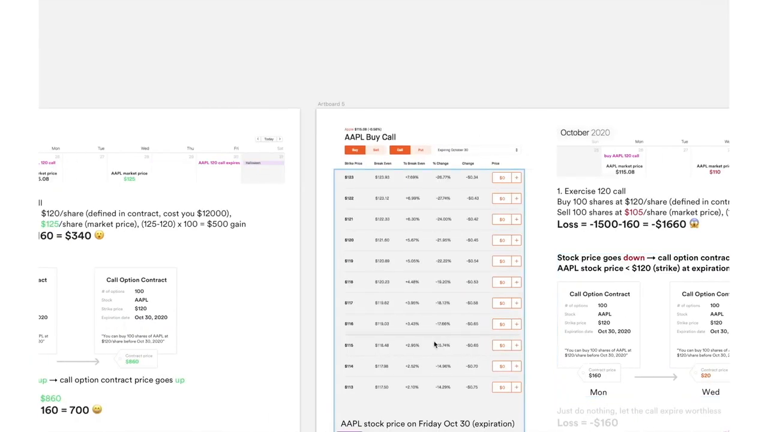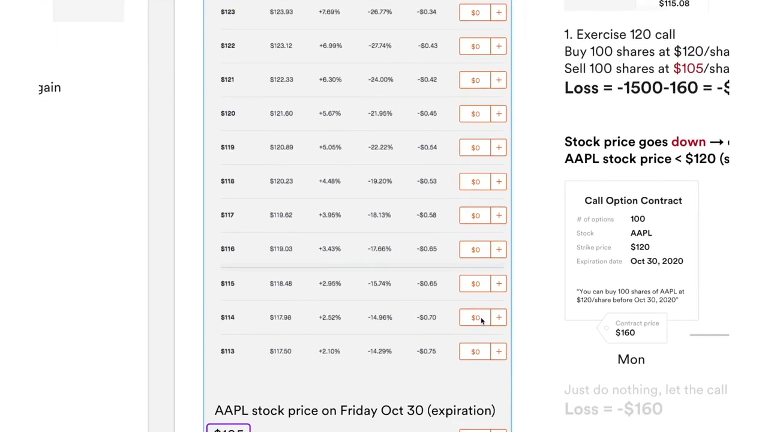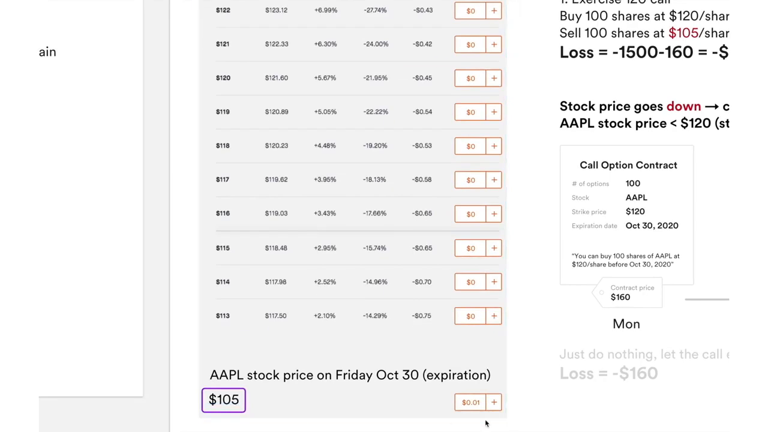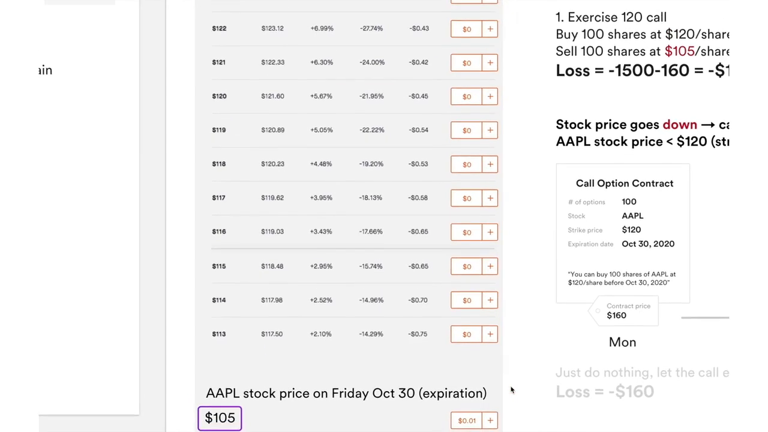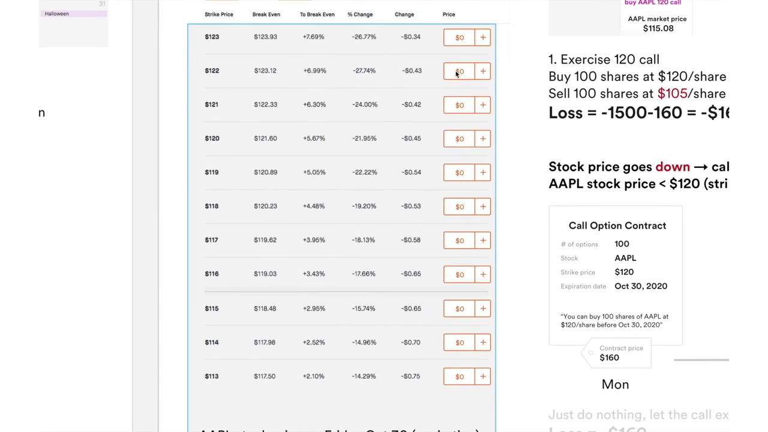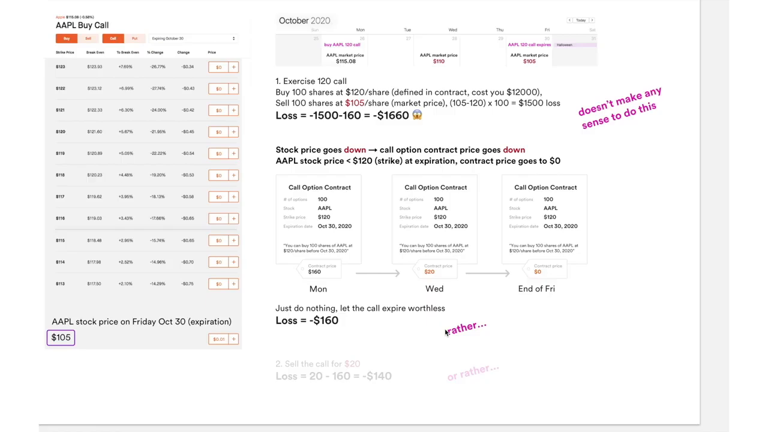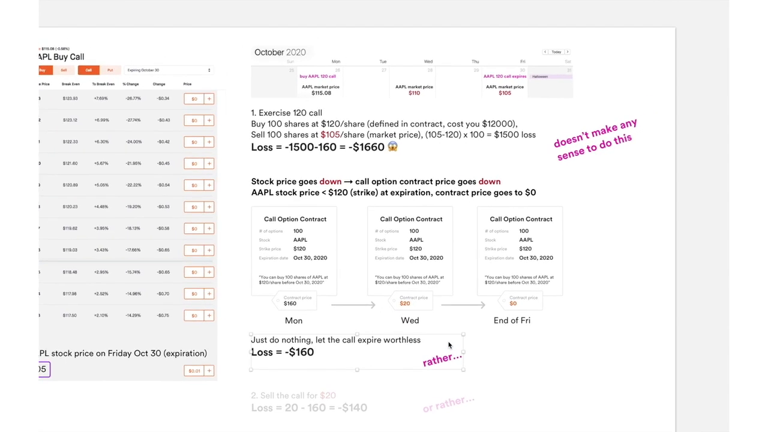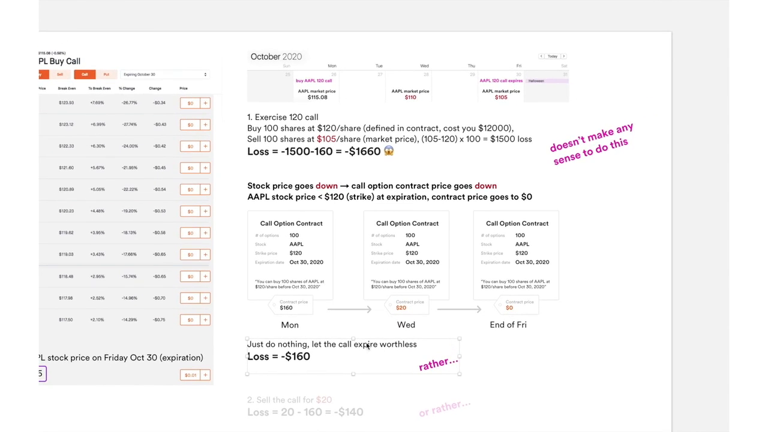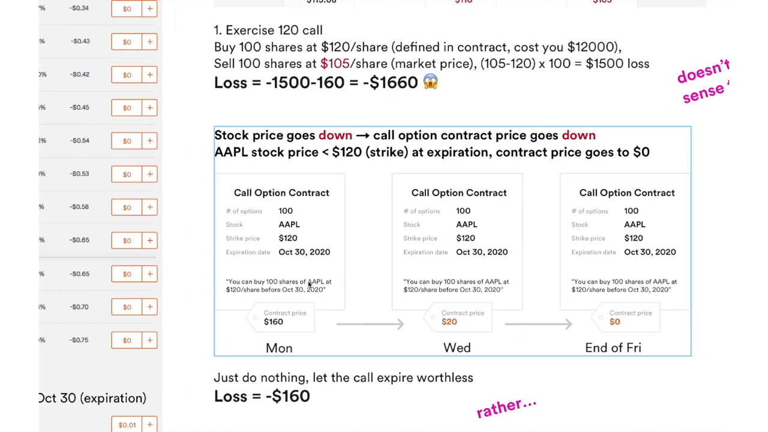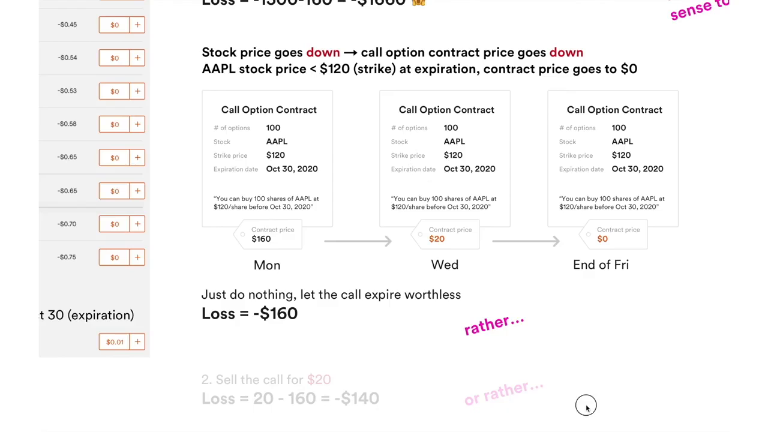And if you look at Robinhood, this is what it will look like. It's 105, that's the current market price. It might have 1 cent value, and everything else above it is going to be zero, including the 120 that you have is going to be zero. So you would rather just do nothing, let your call option contract expire worthless. Your total loss will be just 160, the amount that you pay for the contract initially on Monday.